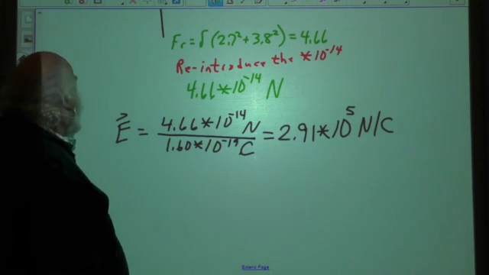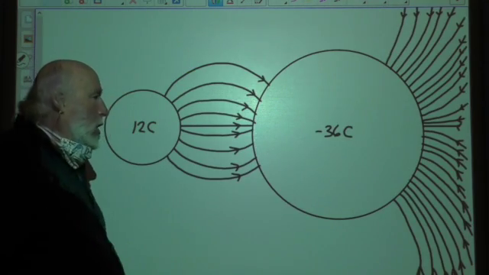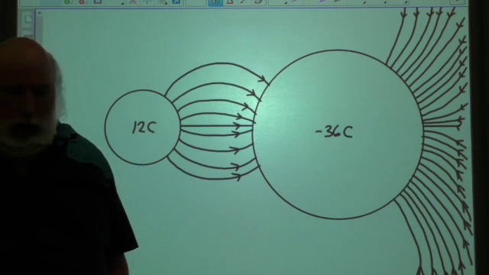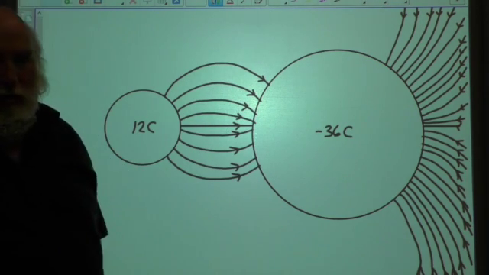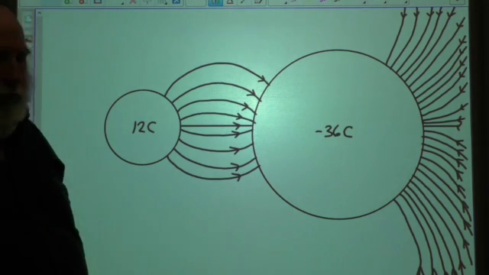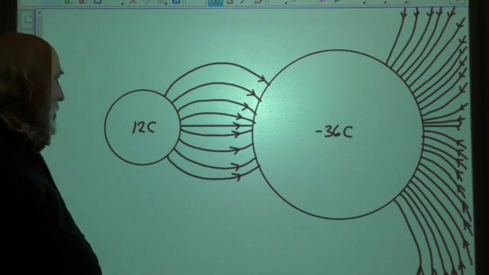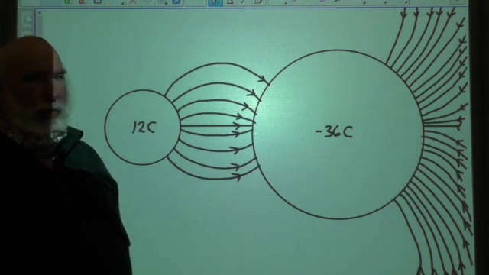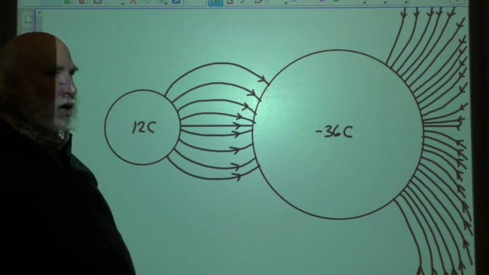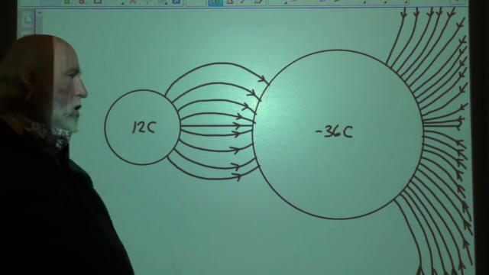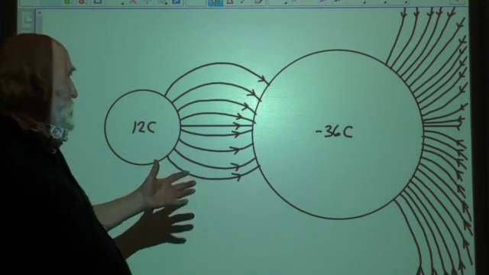The next example deals with drawing electric fields from one charge to another. In this case, they're both negatively charged. Now, your book has a couple of examples of equal charges and what they look like. This is the attraction.